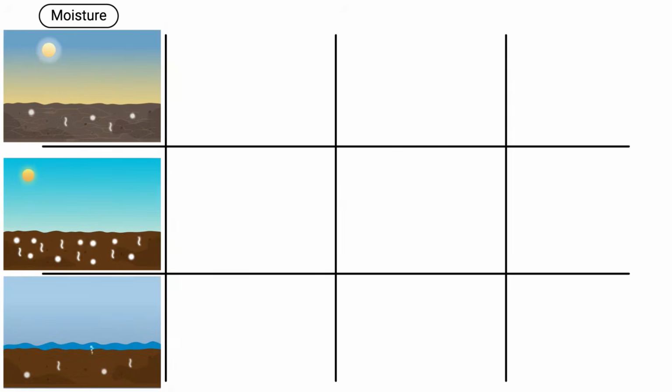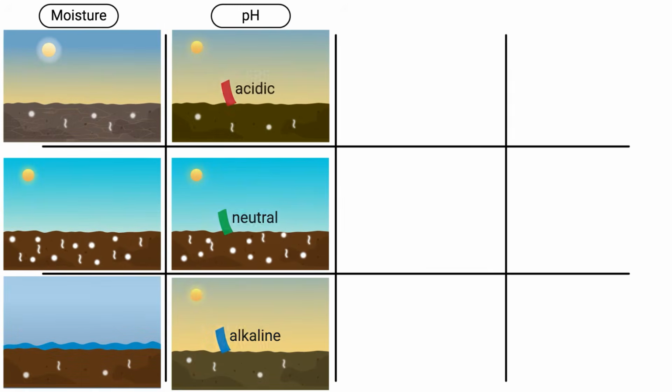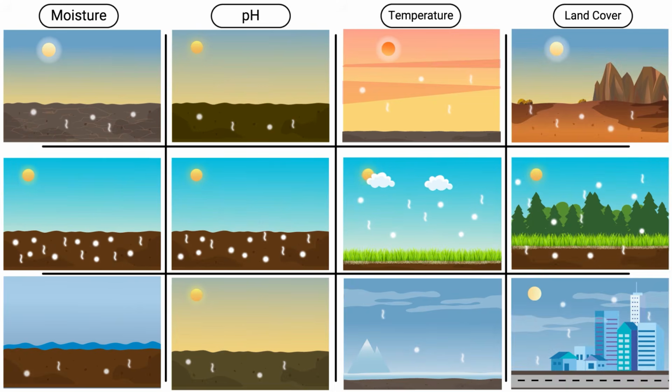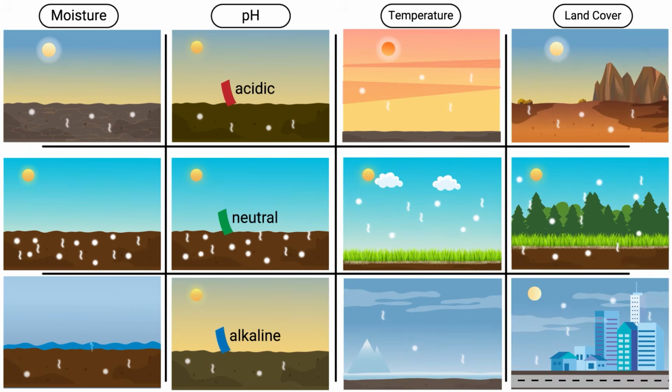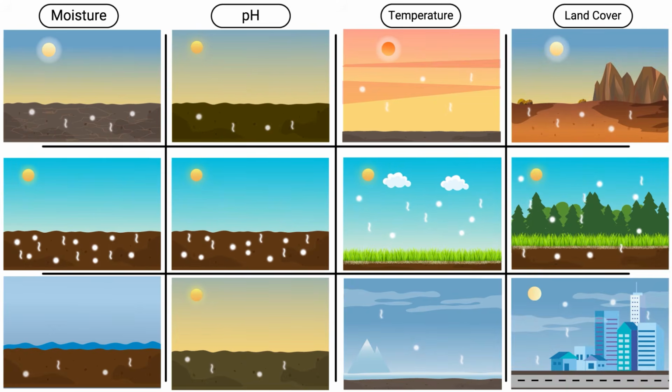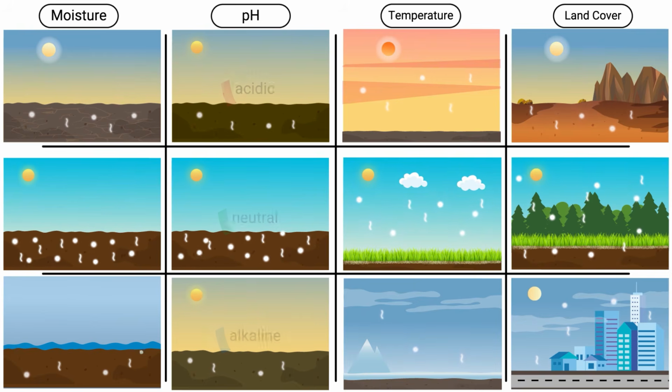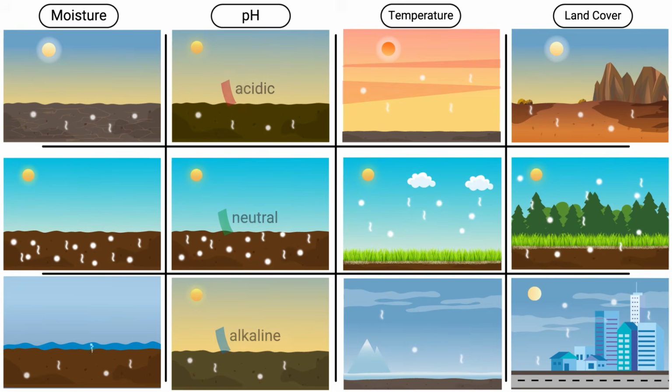Soil microbes depend on their environment. Moisture, pH, temperature, and land cover all shape where they can thrive. Too dry, too wet, too acidic, or too hot, and their activity slows or stops. Balanced conditions support the richest and most resilient microbial life.